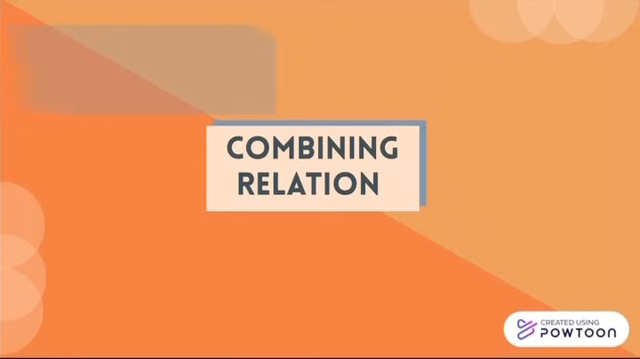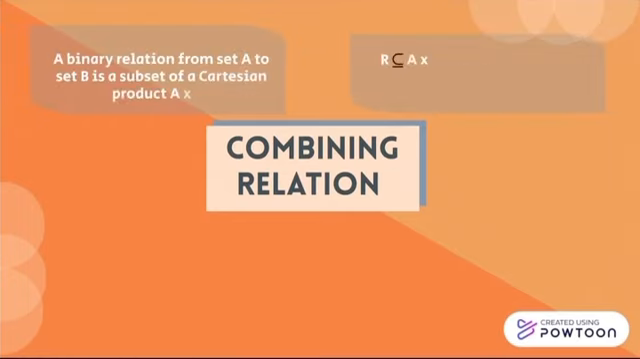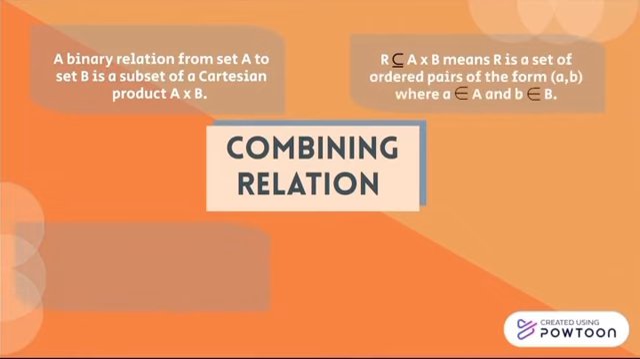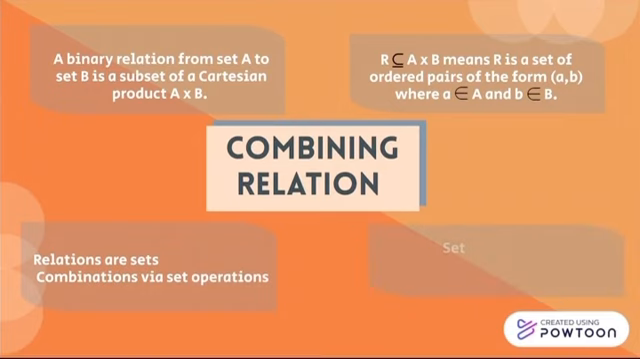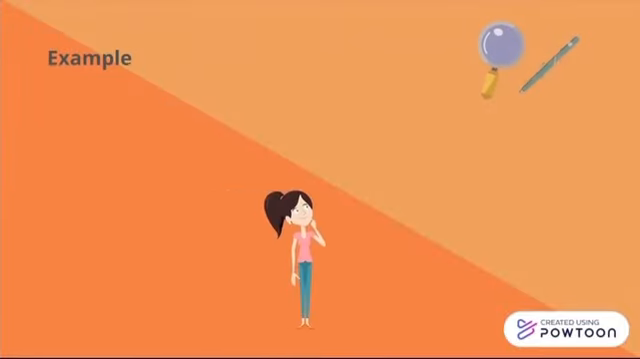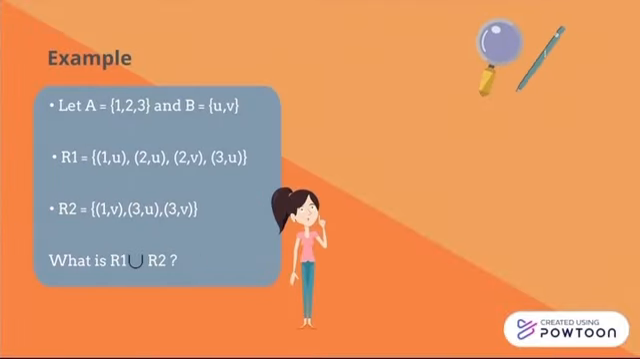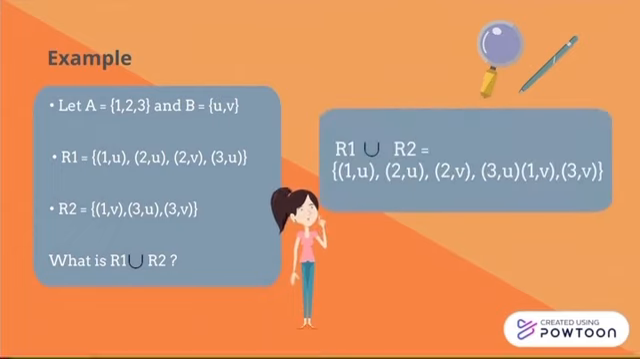Combining relations. A binary relation from set A to set B is a subset of the Cartesian product A times B. The relations are sets, and combinations use set operations such as union, intersection, and difference. For example, relation 1 and relation 2 are based on set A and set B. The operation used here is union. So relation 1 union relation 2 is as the following.